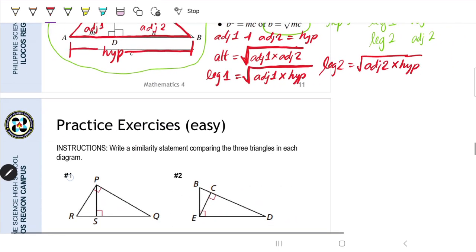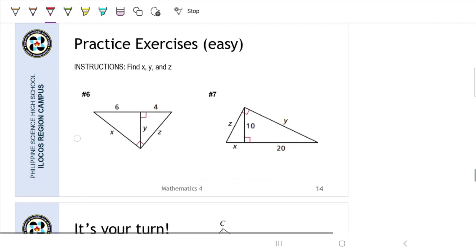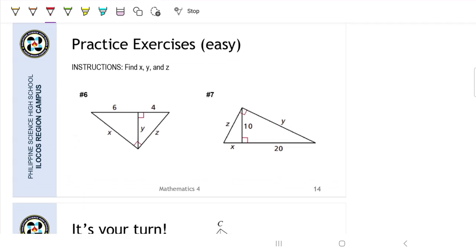Okay? So let's look at some examples here. So in this figure, we have given 3 right triangles. So applicable dito si RTST or the right triangle similarity theorem. And we are going to solve the values of the variables x, y, and z. Okay, so again, pwede kong gamitin dito yung technique na binanggit ko kanina. So for number 6, ano yung aking alt? Altitude is equal to y.